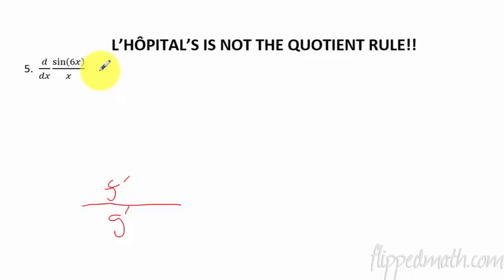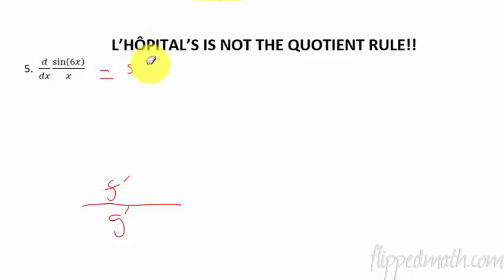So what I'm going to do in this lesson and in the packet is you're going to have some of these randomly thrown in there to make sure that you're paying attention to when you use L'Hopital's and when you use the quotient rule. So we're taking the derivative of a quotient. That means we go derivative of the first thing here.